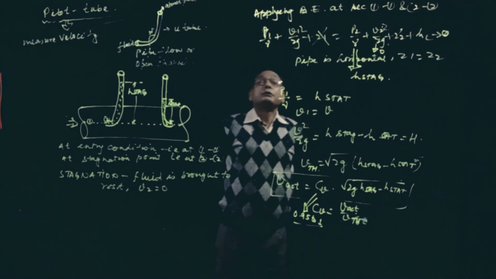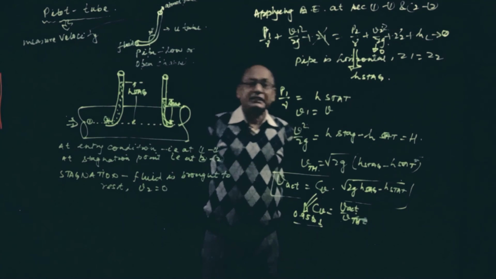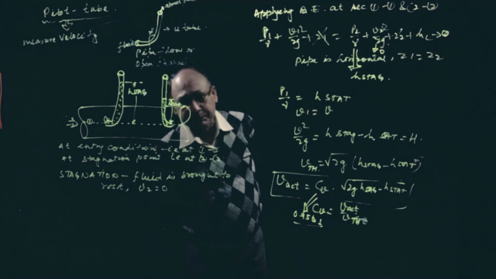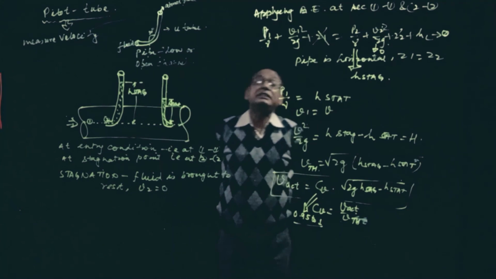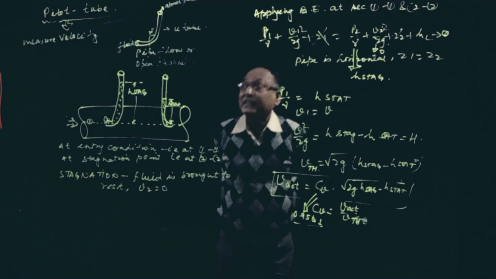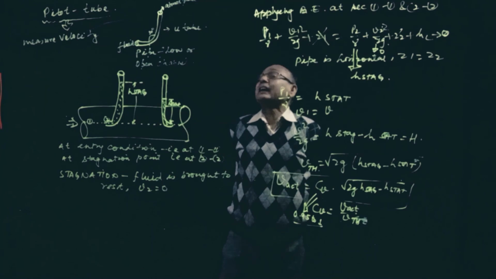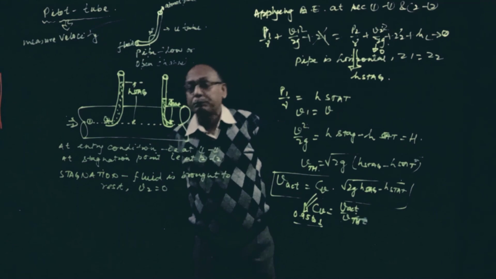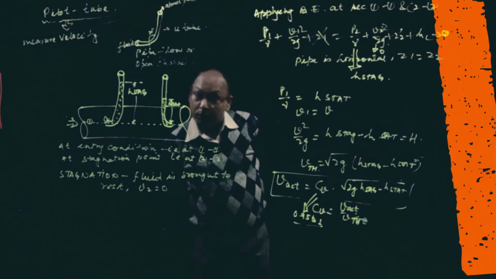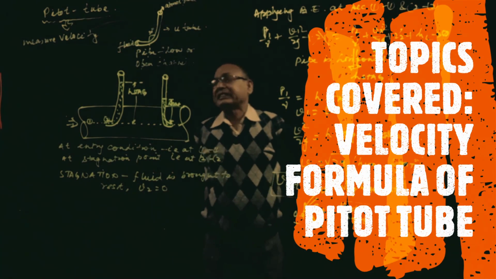By this way, we have completed the application of Bernoulli equation in three conditions. First one was venturi meter, another one was orifice meter, both used to measure the discharge. Third one is Pitot tube, that is used to measure velocity of the fluid flowing in the pipe or open channel. Okay, the rest of the things I will discuss in the next class. Thank you.